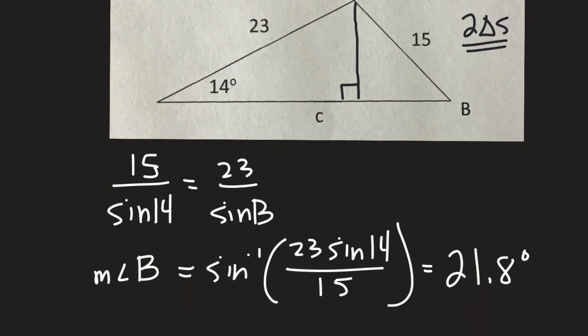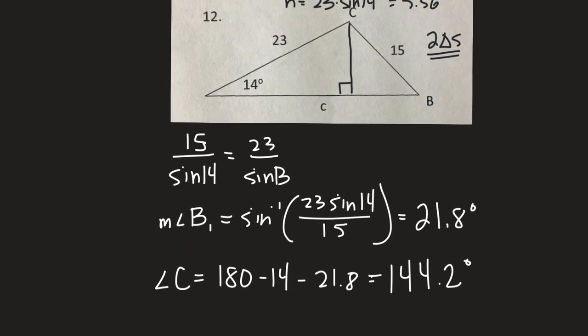Okay, that's an important thing to remember, because remember, this is just B1, since we have another angle to find in a second, which means angle C is 180 minus 14 minus 21.8. So in this case, angle C is going to be a very large obtuse angle, 144.2 degrees for angle C.